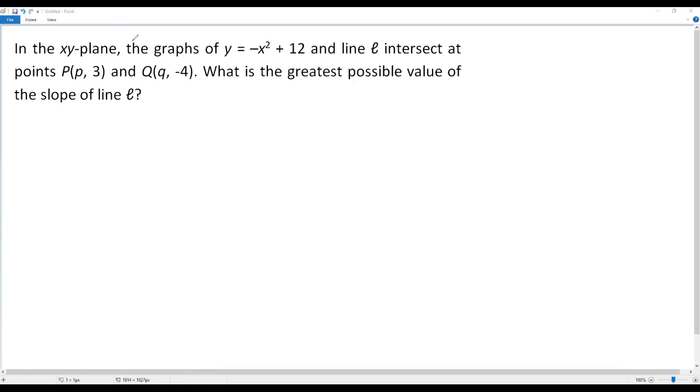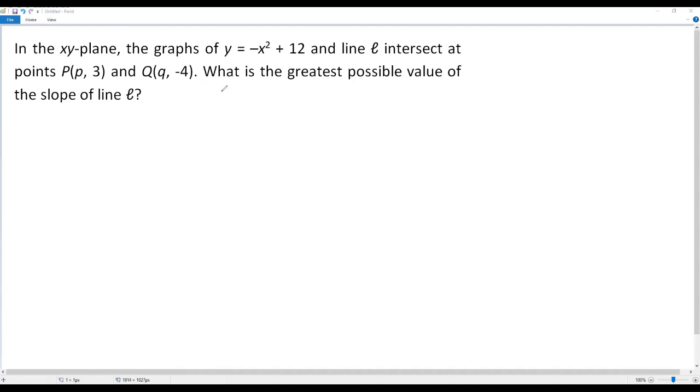Here we have a SAT math problem. Okay, let's go to the question. In the xy plane, the graphs of y equals negative x squared plus 12 and line L intersect at points capital P of p comma 3 and capital Q of q comma negative 4. What is the greatest possible value of the slope of line L?